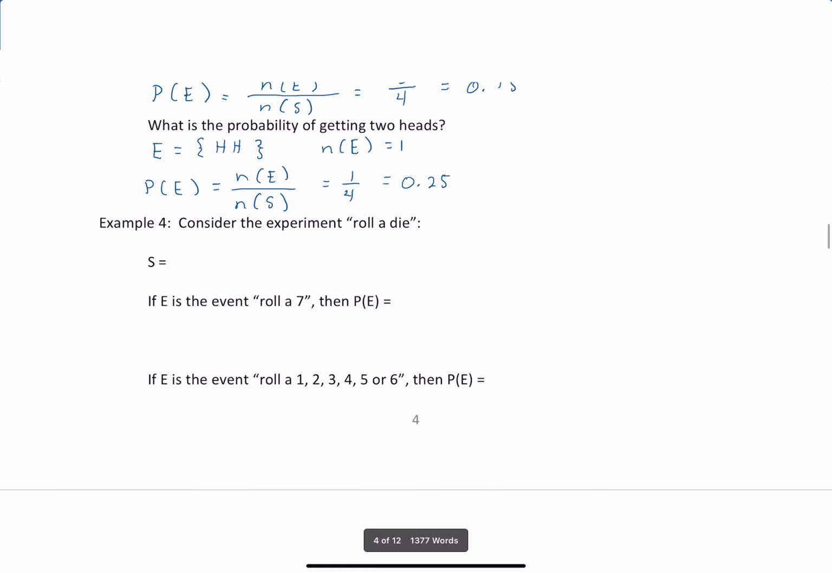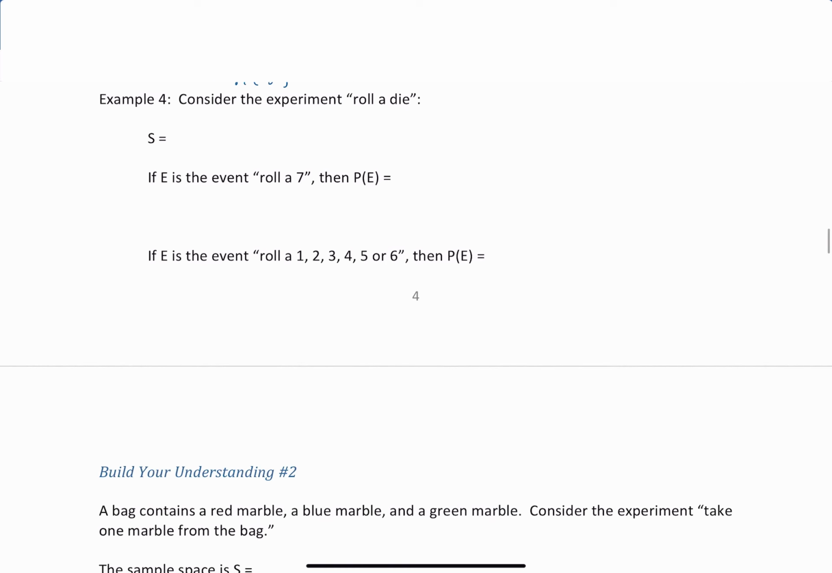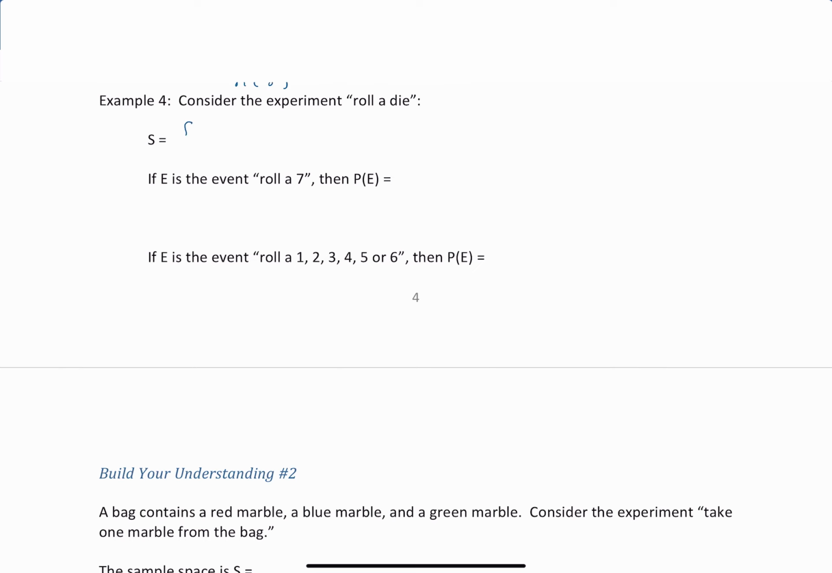Let's go back for a minute to the experiment roll a die, which again has sample space 1, 2, 3, 4, 5, 6. If E is the event roll a 7, notice that that can't happen. If your die only has numbers from 1 to 6, you can't roll a 7. So the probability of getting a 7 when you roll a die is 0%. In other words, it's 0.